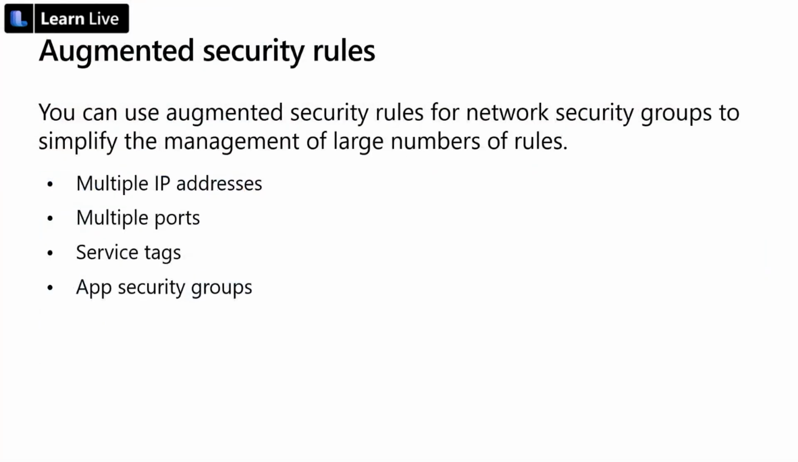There are also augmented security rules. Again, I sort of touched on this, but you can have IP ranges. You can have, by the way, IPv4 and IPv6. You can have these things called service tags. And we'll talk about service tags in a moment. Actually, service tags are pretty cool. And then application security groups. These are all there to make things a little bit easier for you.